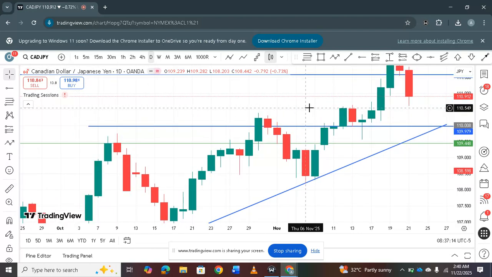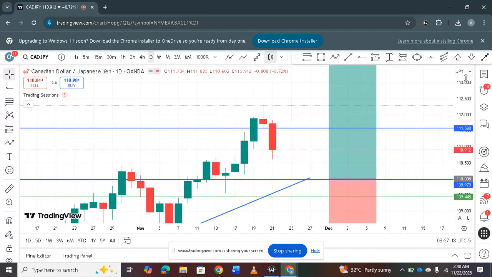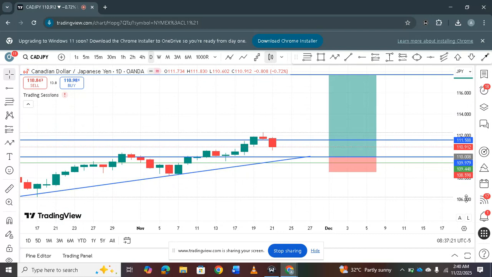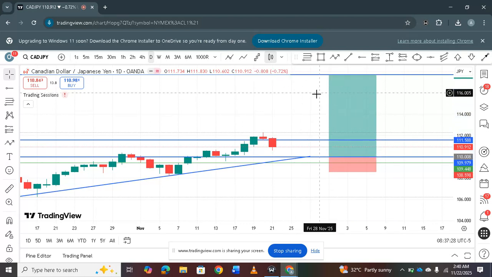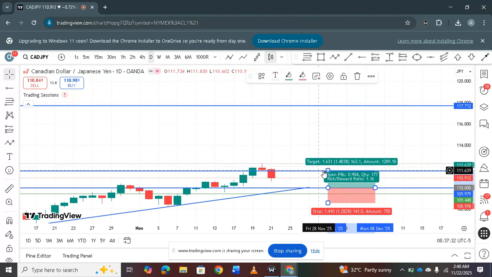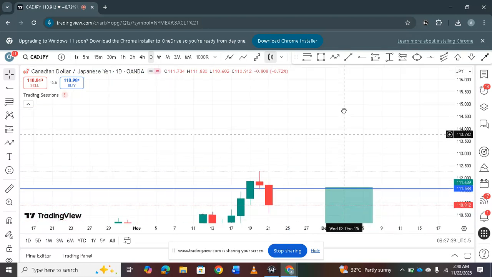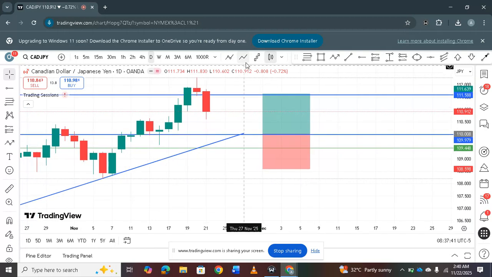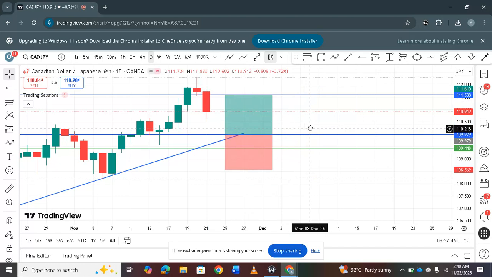What I will say for now: let's trade what we can see on the chart. But I'm expecting AUD, CAD, JPY to get to this all-time high based on market structure, and so it's simple.